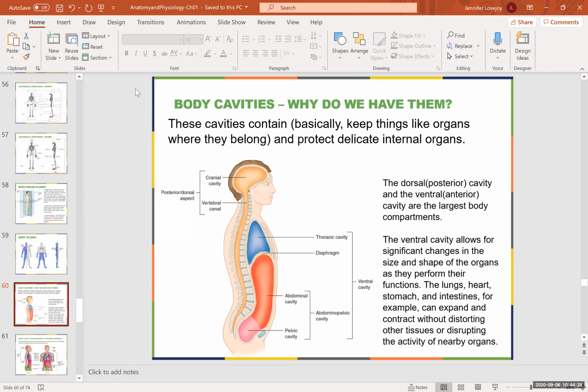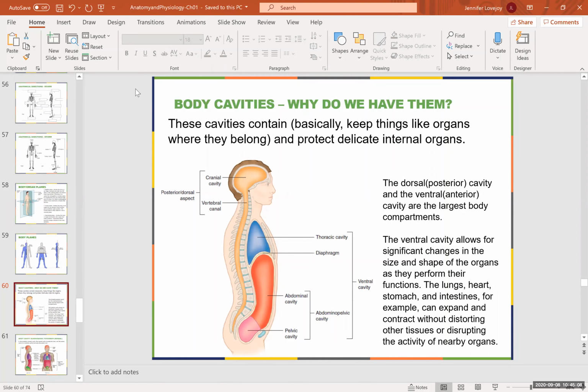Okay, so another way we can describe sections of the body is the body cavities. First, let's talk about why we even have them. Why was this a design in our bodies? Why is this how we have evolved? Having these cavities helps keep things where they belong, right? It forces our internal organs to stay where they should and not just float all around everywhere. It's one of the ways we help contain them and keep them where they actually belong.